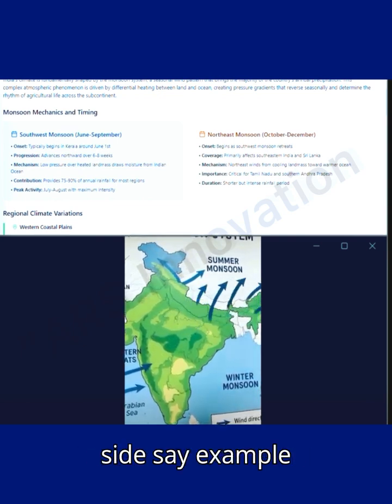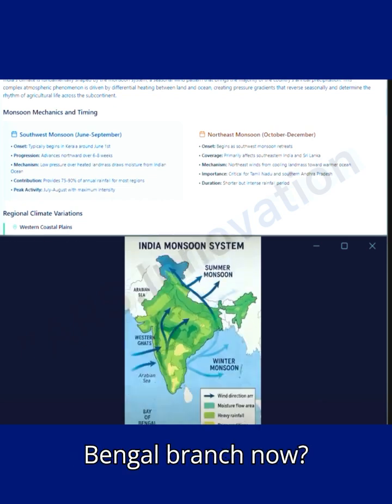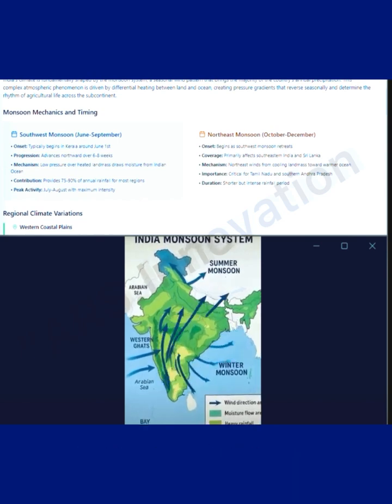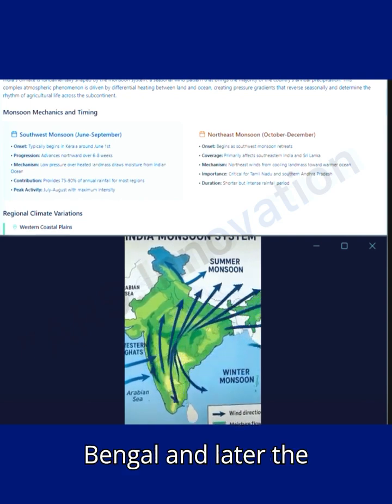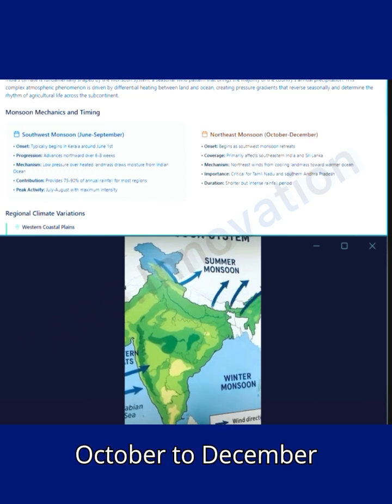What is the Arabian Sea branch? It hits the Western Ghats and causes heavy rains on the windward side, for example Kerala, Karnataka, and the Konkan coast. What is the Bay of Bengal branch? It moves towards the northeast, hitting the Himalayas and giving rain to the northeastern states, and then Bihar, West Bengal, and later the Indo-Gangetic plain.